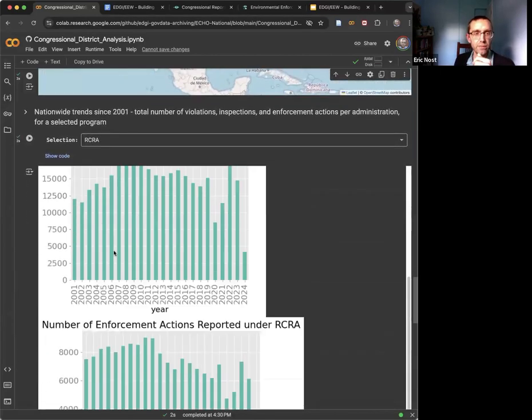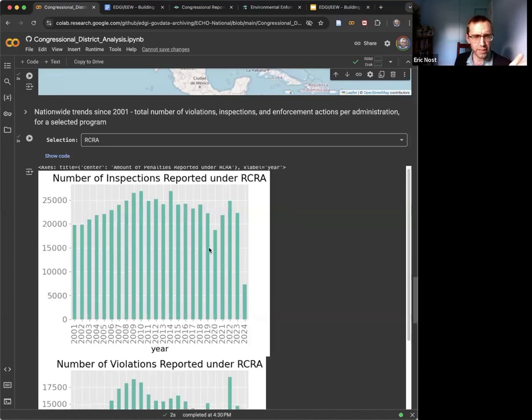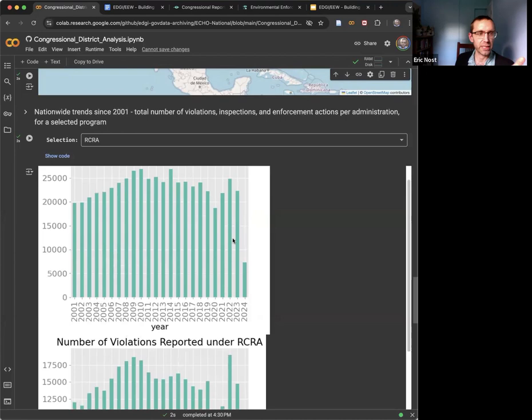So if we look at nationwide trends since 2001, we're looking here at RCRA. We see generally a decrease in inspections reported overall since basically the Obama administration, especially drop-offs in 2020 with the pandemic. Maybe a resurgence in the Biden administration, perhaps, but that might just be recovering from the pandemic drop-off in 2020.